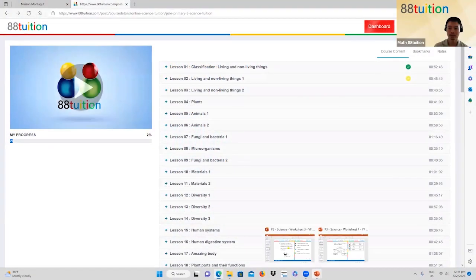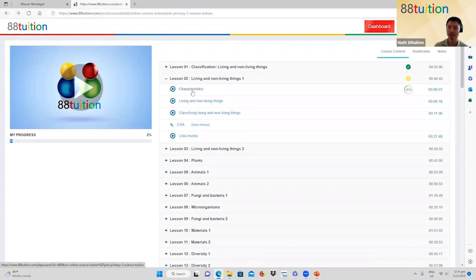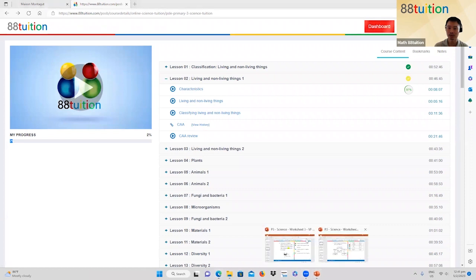Okay, let's continue with the practice paper. So today we are going to look at this one. Lesson notes 2: characteristics of various forms of living things. And before we do that, let's clear worksheet 3 first.